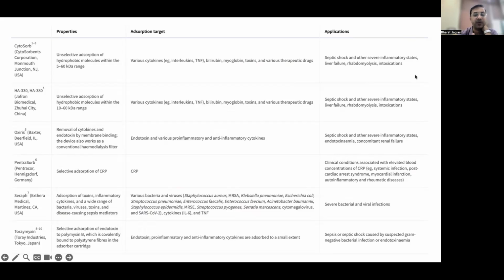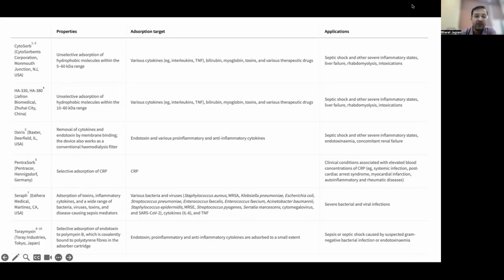So there's something called CytoSorb, which does unselective adsorption of hydrophobic molecules within the 5 to 60 kDa range. It adsorbs various cytokines like interleukins, tumor necrosis factor, bilirubin, myoglobin, toxins, and various therapeutic drugs as well. It's been very widely used in septic shock and other severe inflammatory states like liver failure, rhabdomyolysis, and intoxications. Again, we have HA330 and HA380. It again causes unselective adsorption of hydrophobic molecules within 10 to 60 kDa, with the same kinds of adsorption targets as CytoSorb, and the use is also almost similar.